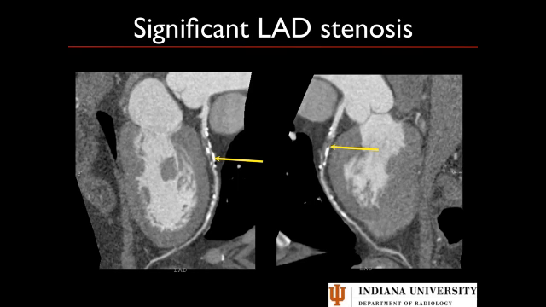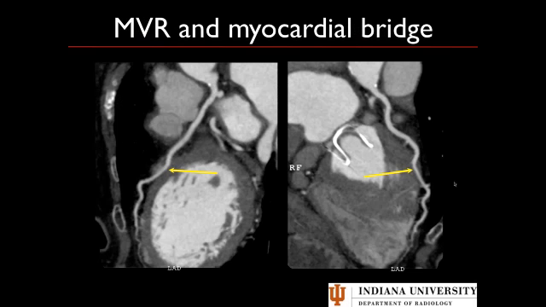Here's a significant stenosis, again mixed plaque. You can see that regardless of where we look, there's no opacified lumen getting through this area, so this is a significant stenosis. And here's a case with two findings. You can see that there's been a mitral valve replacement. This is a stented bioprosthetic valve. And then we've got a myocardial bridge. So generally the coronary arteries run in the epicardial fat, which you can see here, it's surrounded by fat.